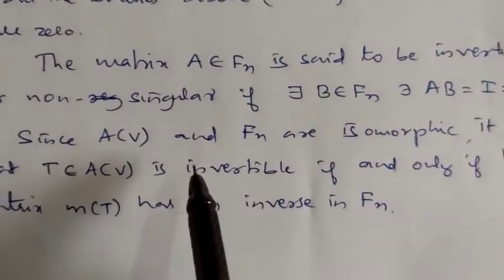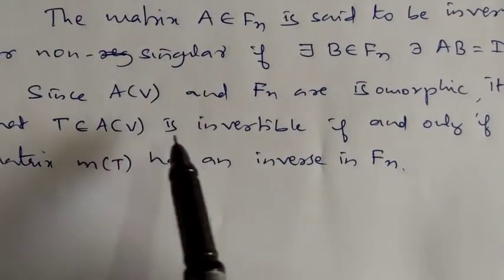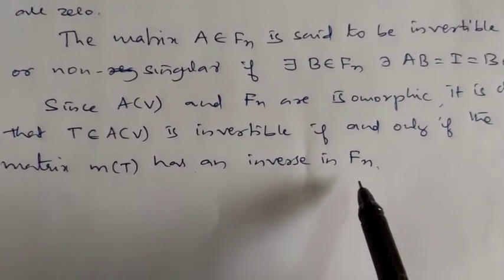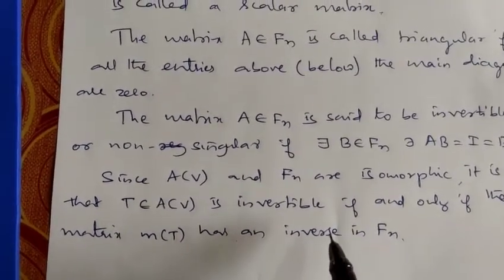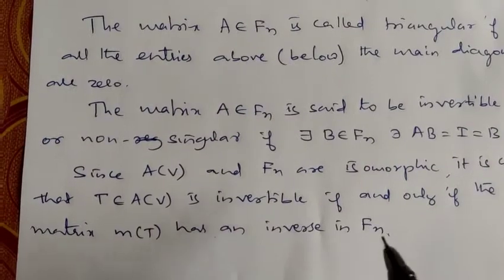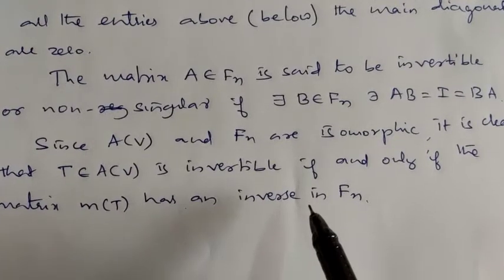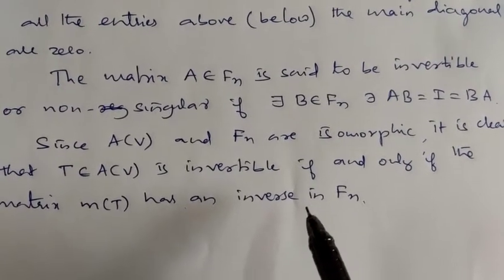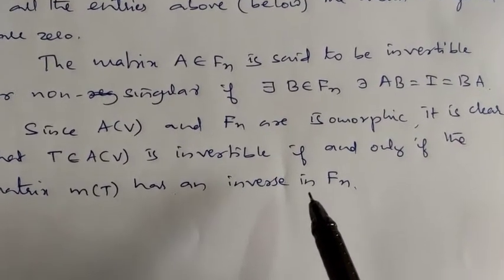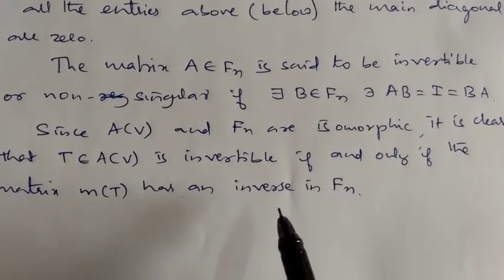Also, since A(V) and Fn are isomorphic, it is clear that T belonging to A(V) is invertible if and only if the matrix m(T) has an inverse in Fn. As I already said, verifying whether the transformation T is invertible or non-singular is a very difficult task. Instead, if you find the corresponding matrix, it is easy to check whether the given matrix is invertible or not. If the matrix is invertible, we say the transformation is also invertible.